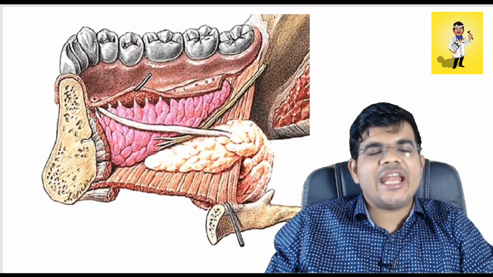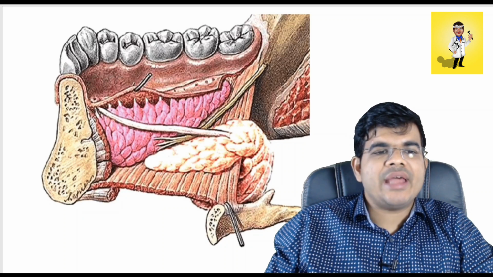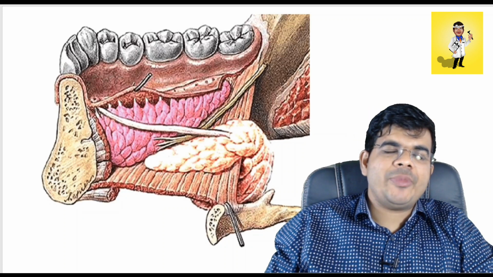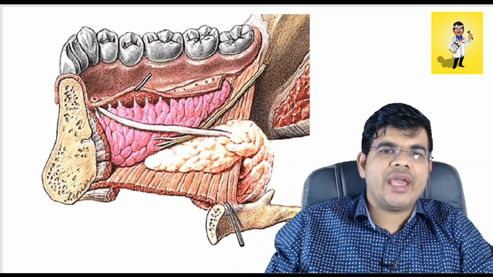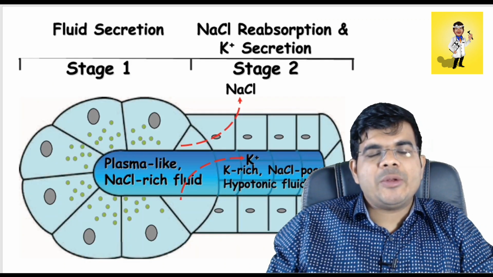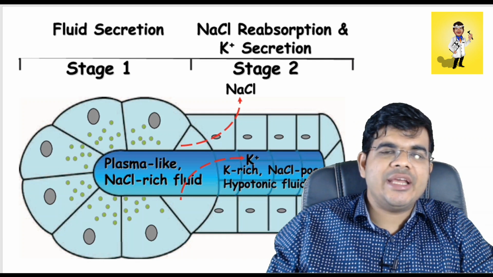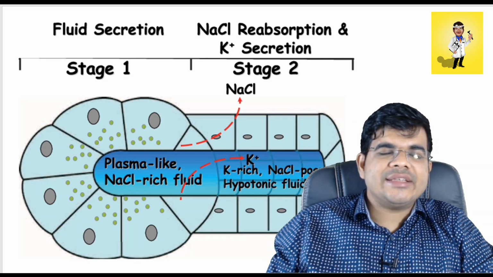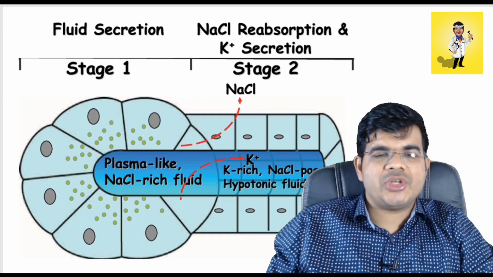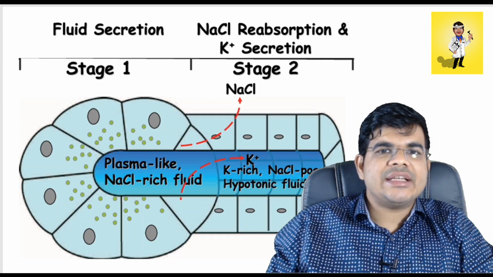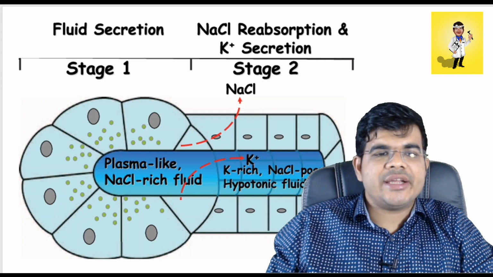Now, how is saliva produced? It is produced by the acinar cells. From the acinar cells, the saliva produced is more hypertonic. It becomes hypotonic when it passes through the ductal epithelium, which is lined by cells which cause potassium secretion and sodium reabsorption. And so, finally, it results in a hypotonic secretion.